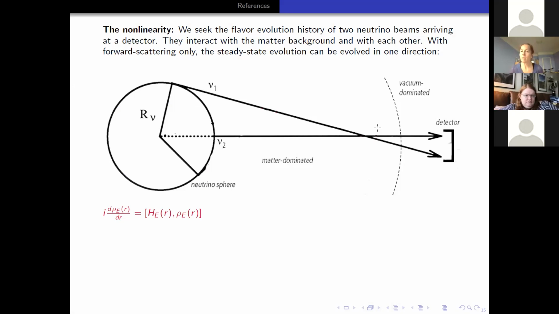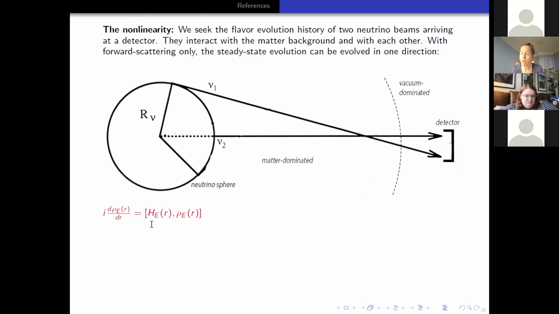And with forward scattering only, as you see in this picture, there's no backscattering yet. The steady state evolution, so there's no time here, there's just radius for now, can be evolved forward in one direction. So no problem for forward integration, or backward. If you have a flavor measurement at your detector, you can integrate backwards and infer the flavor state at every location backwards along the path, which is what we want to be able to do. And down here, for any of you who study this, you see the evolution of the density matrix rho in terms of the radius r as a function of the very smooth Hamiltonian H.